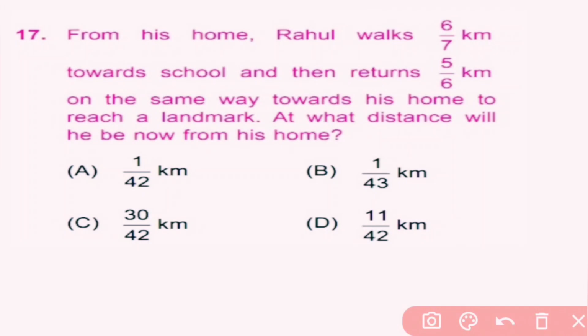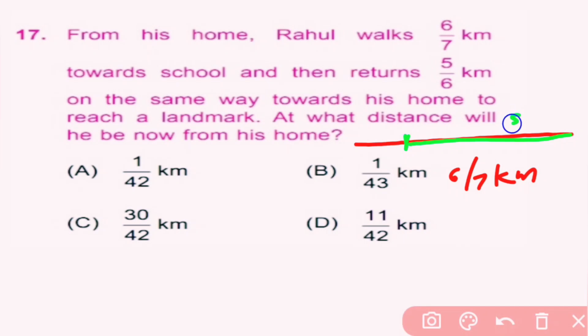Question number 17. From his home, Rahul walks 6 by 7 km towards school and then returns 5 by 6 km on the same way towards his home to reach a landmark. At what distance will he be now from his home? So here it is given that he walked towards the school and that distance is 6 by 7 km. And then he returned 5 by 6 km towards his home and reached a landmark. Means this distance is 5 by 6 km. And here we need to find out this remaining distance.